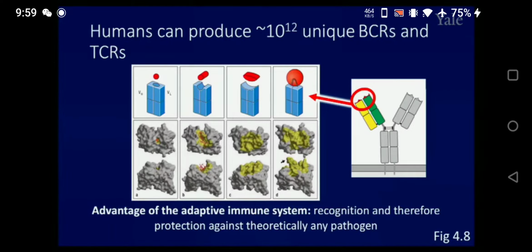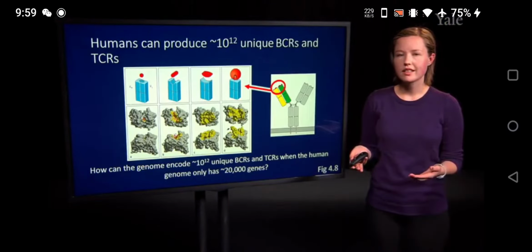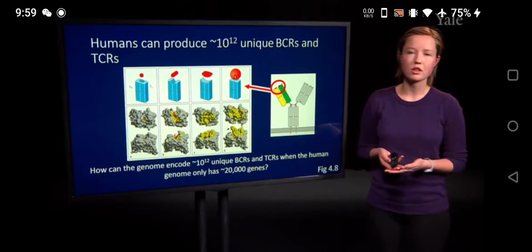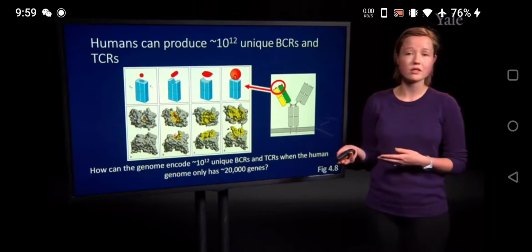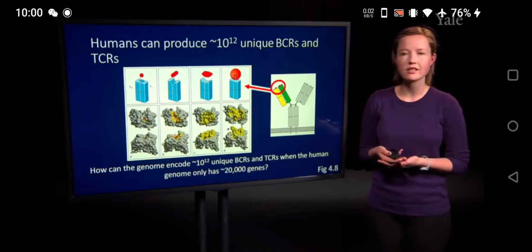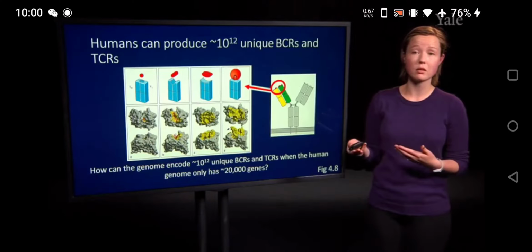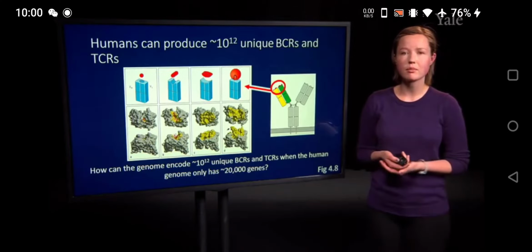But as you may have realized, this actually calls into question a problem. So humans only have about 20,000 genes. So the question is, how can humans produce 10 to the 12 T cell receptors and B cell receptors if they only have 20,000 genes?